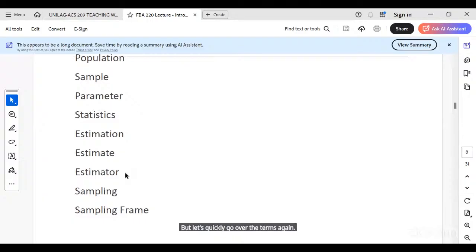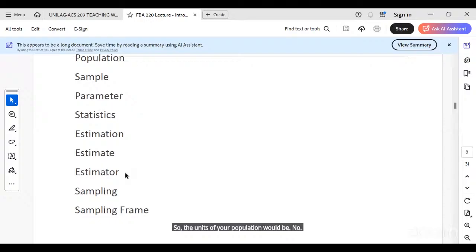We started with population. Population is the aggregate of all units of a specified type in the target universe. So whatever you are putting together must be well defined, must be known. I can have a population of accounting students, or a population of Faculty of Management Science students. In fact, I can even say the population of 200 level accounting students, if I want to be specific. So the unit of your population must be well defined.